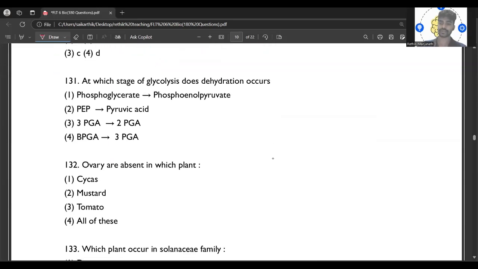Next one, 131. So 131 says that at which stage of the glycolysis does dehydration occur? So that is the question. Dehydration actually occurs when the phosphoglycerate is converted into PEP. So what would be the correct option?